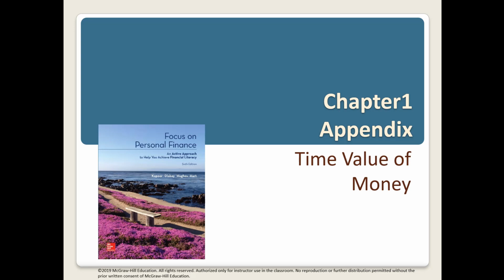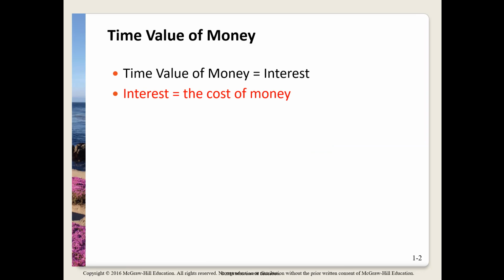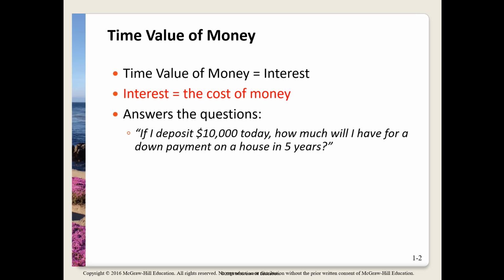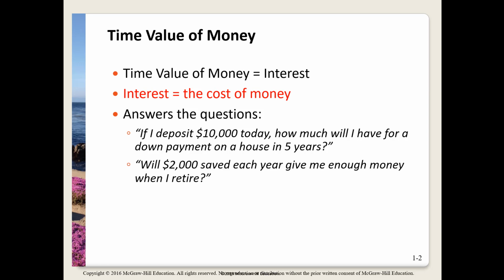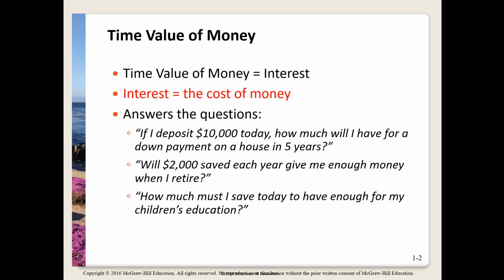What's the payment going to be on that car we're thinking about? How much we should pay for an investment opportunity. As we covered in Chapter 1, an interest rate is the cost of money. Using TVM, we can answer the questions on the slide. If I deposit $10,000 today, how much will I have for a down payment on a house in 5 years? Will $2,000 saved each year give me enough money when I retire? How much must I save today to have enough for my children's education?